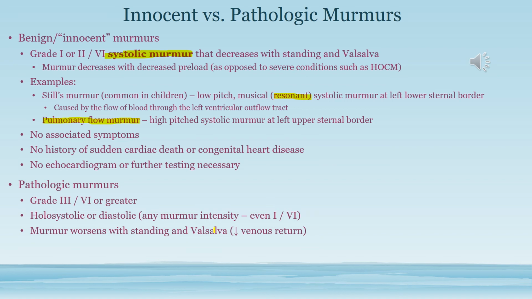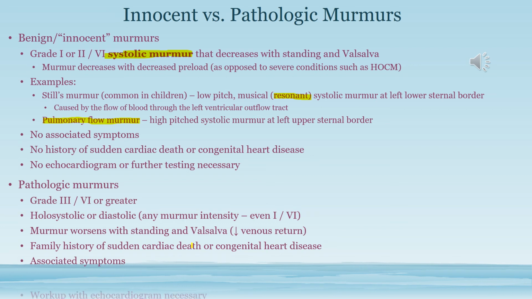Murmur worsens with standing and Valsalva. Remember, when you decrease preload and the murmur gets worse, you have to worry about a severe condition because it's not about flow anymore. You have a family history of sudden cardiac death or congenital heart disease. That's very concerning because the patient may have it as well. And associated symptoms, always very important. If you have any or all of these things, you need to work up with an echocardiogram to see what exactly is going on and prevent any worse complications for our patient here.